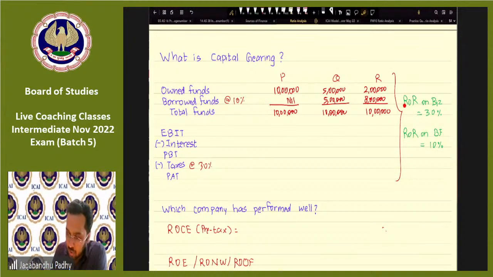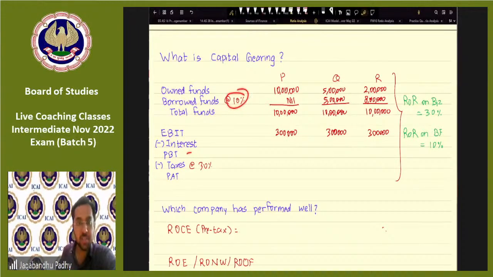Now if I tell you that the rate of return on business investment is, let's say, 30%, we get an EBIT of 3 lakh. Q again will have an EBIT of 3 lakh, and R will again have an EBIT of 3 lakh. EBIT, earnings before interest and tax, is constant across all the companies. It does not change according to the company.